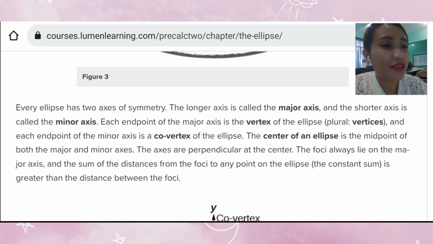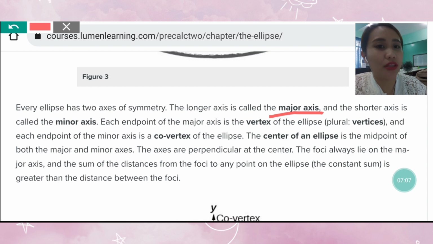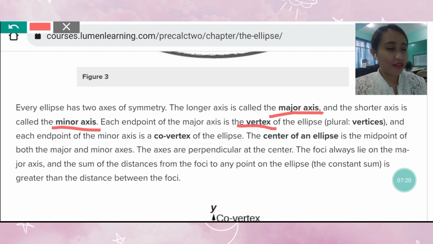The longer axis is called the major axis and the shorter axis is called the minor axis. Each endpoint of the major axis is a vertex. So the major axis has endpoints, one vertex right here, the other vertex right there, and since there are two, the plural for vertex is vertices. And each endpoint of the minor axis is a co-vertex of the ellipse.